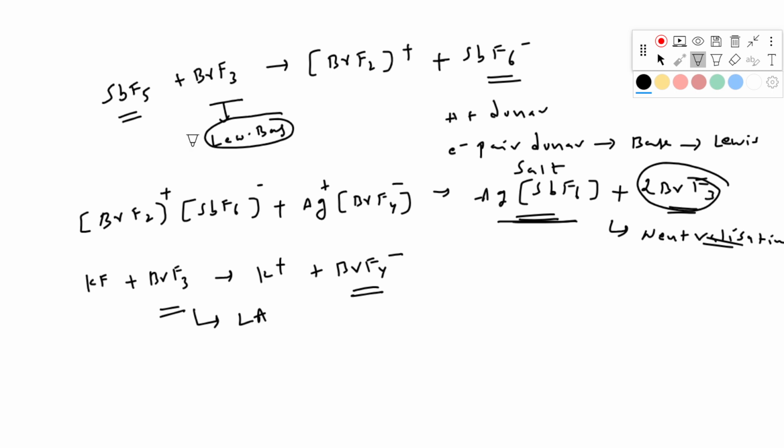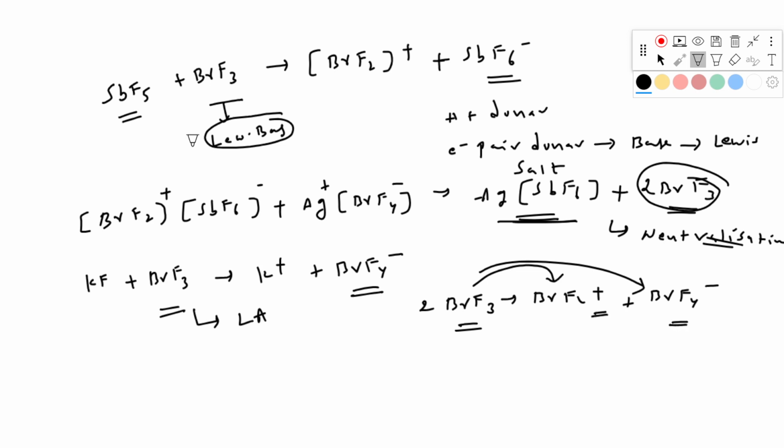Next, 2BrF3 gives BrF2 plus BrF4 minus. Which kind of reaction is it? It is self-ionization. Whenever we have the solvent, the solvent is giving positive species as well as negative species. It is ionizing, so a cation is forming and an anion is forming. So this is a self-ionization reaction. These kinds of reactions might be asked in the exam.